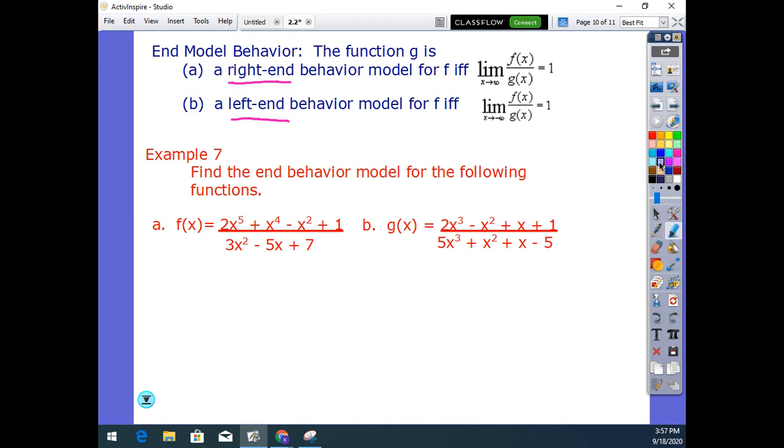Probably the big thing I'd pay attention to is the right: the limit as x approaches positive infinity equals 1. And the left, you look at x approaching negative infinity equals 1. Write that part down and then we'll get into that more specifically during class. And I think that actually the example might be next, but not.